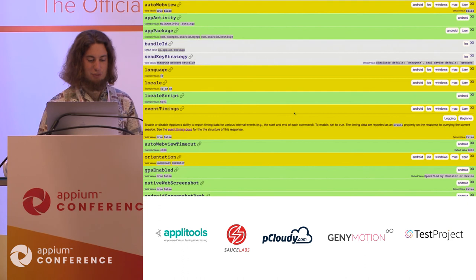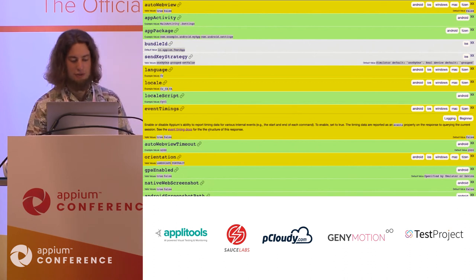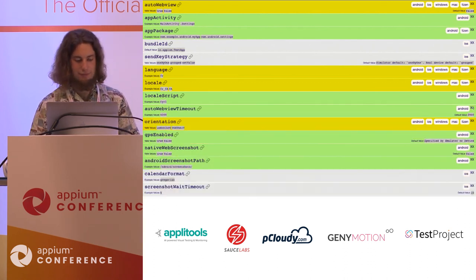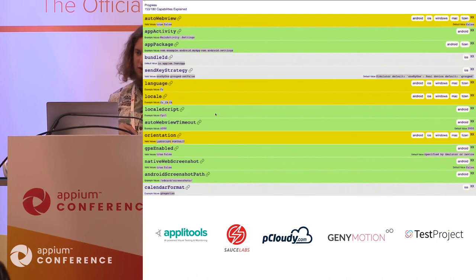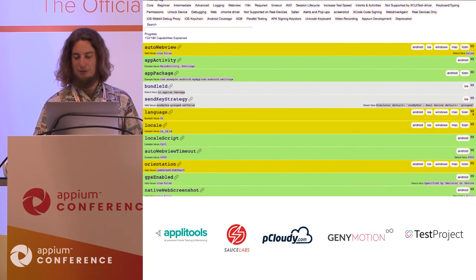Event timings, this one's actually pretty cool. If set to true, it adds a bunch of timing information to Appium's logs. It looks like we have specific documents for that. But that can help with debugging or also making sure that your test is going the way you want it to. You can set the language of your device.